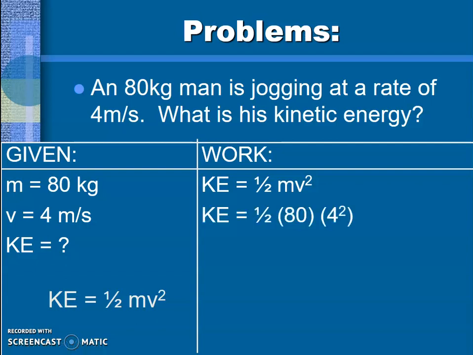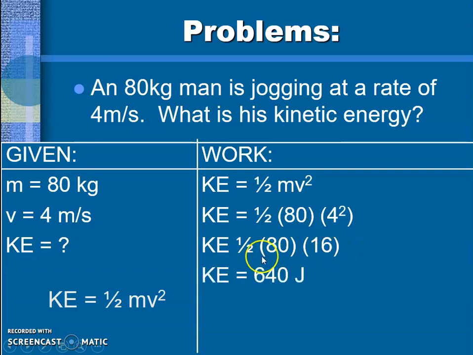Okay, so I just plug in my numbers. So 1/2 times 80 times 4 squared. Okay, so I'm going to go ahead and do my square first. So then I get, missing my equal sign there, KE equals 1/2 times 80 times 16, because 4 squared is 16. Then I simply multiply these out on my calculator. 1/2 times 80 times 16, and I get 640 joules as my final answer.